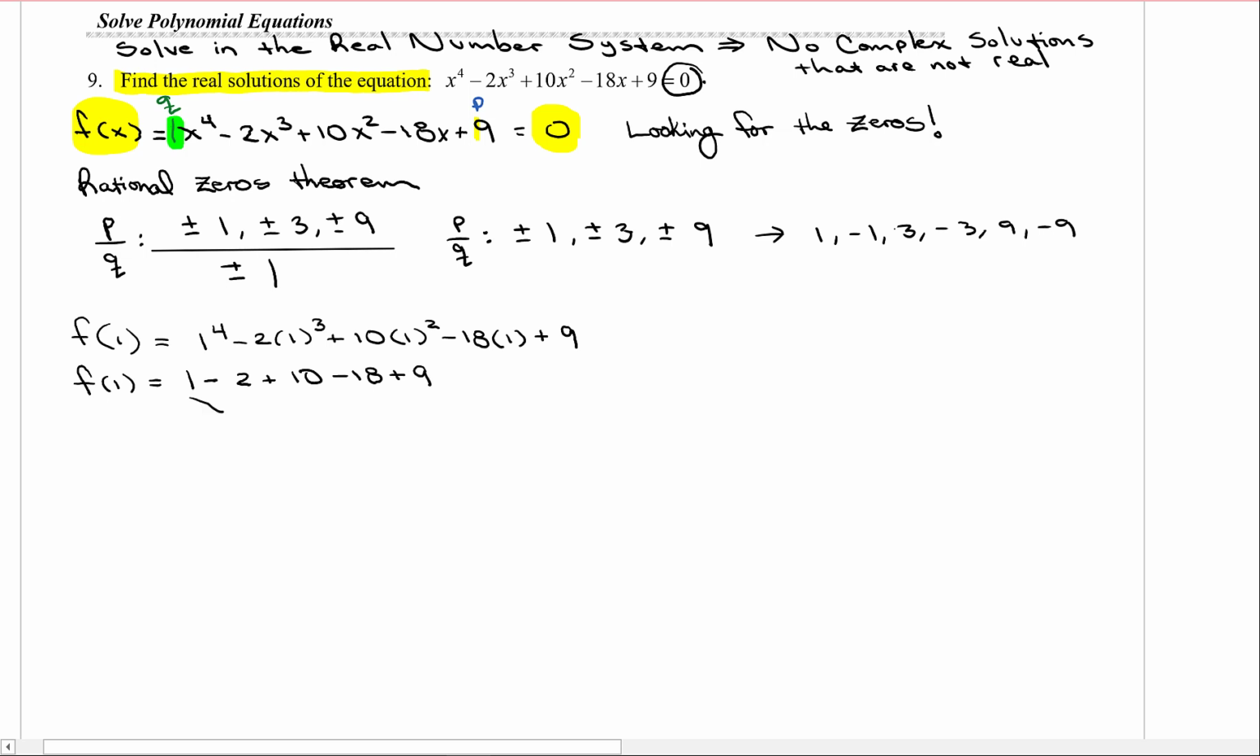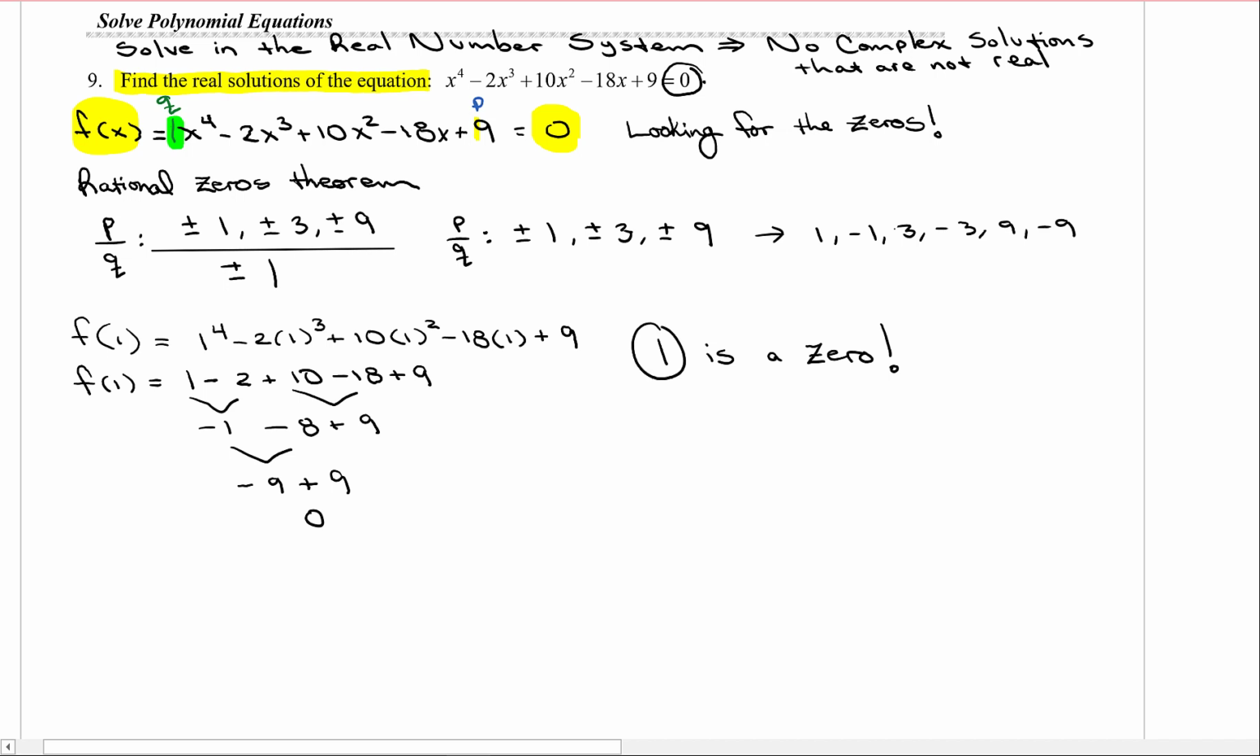I end up with this. This is negative 1. This is going to give me negative 8. Negative 1 minus 8 is negative 9. Negative 9 plus 9 is 0. We found a 0 on our first try.